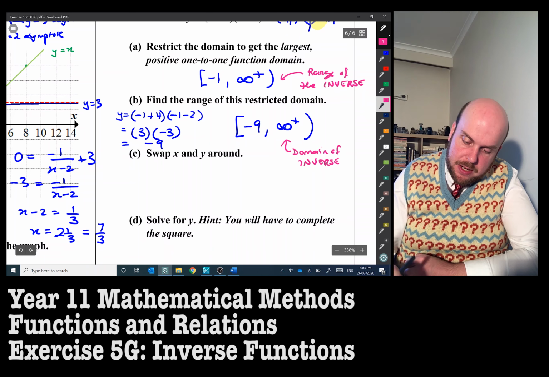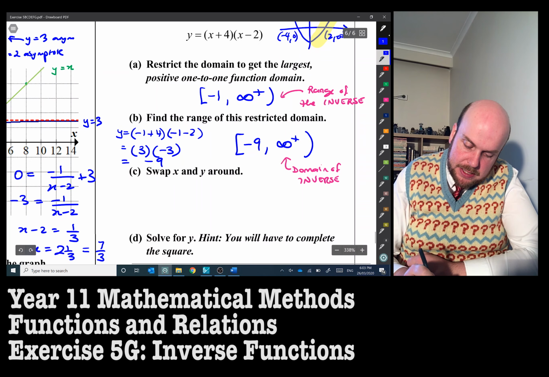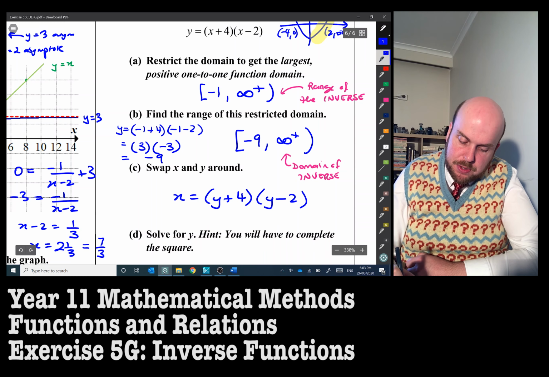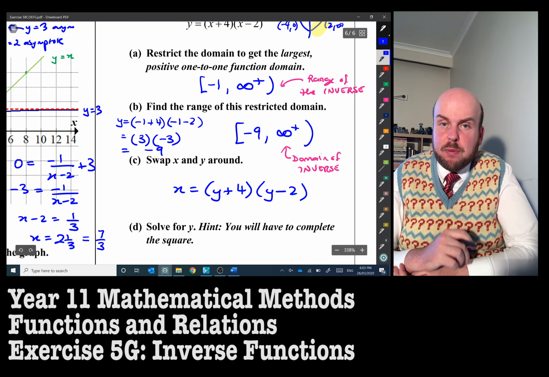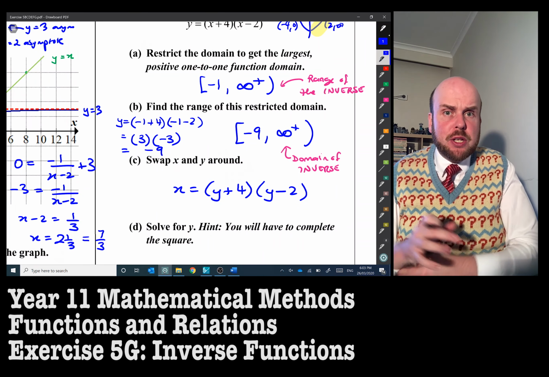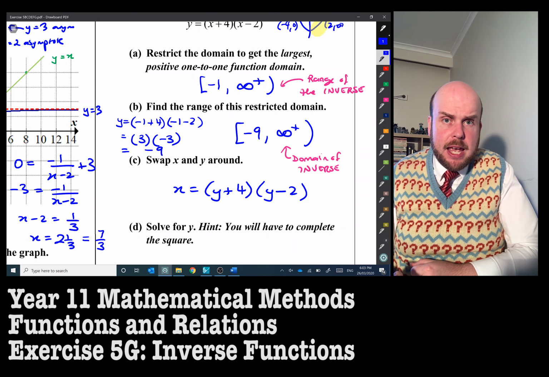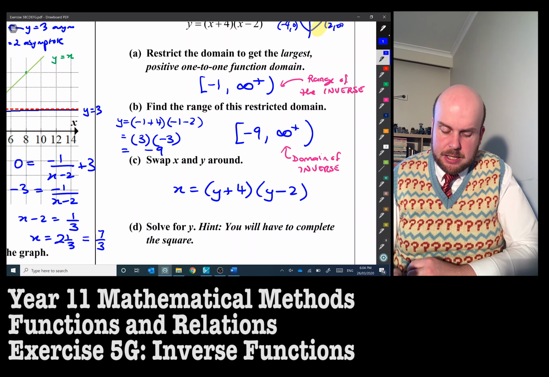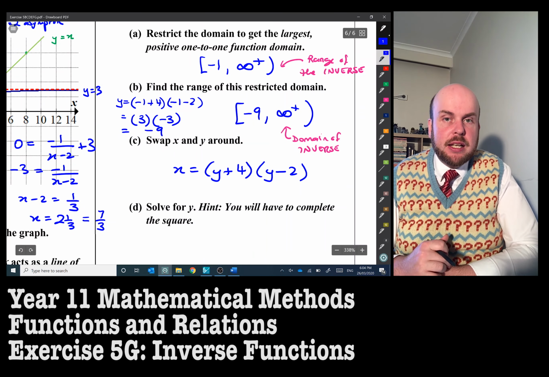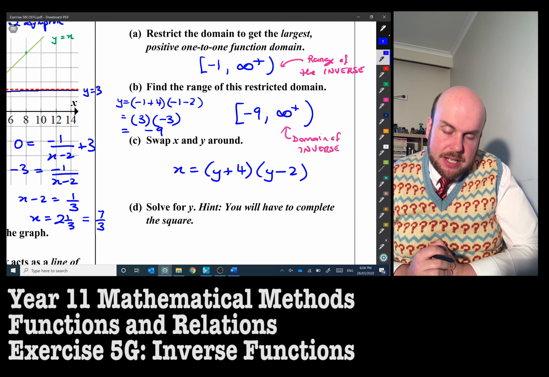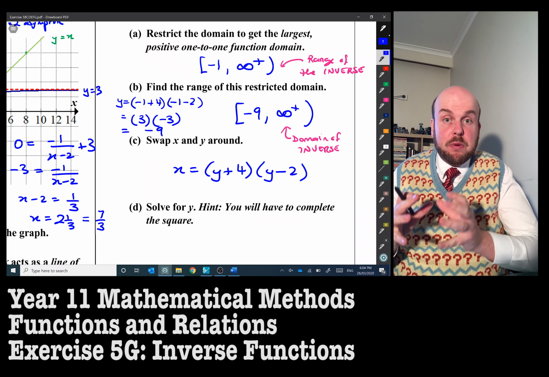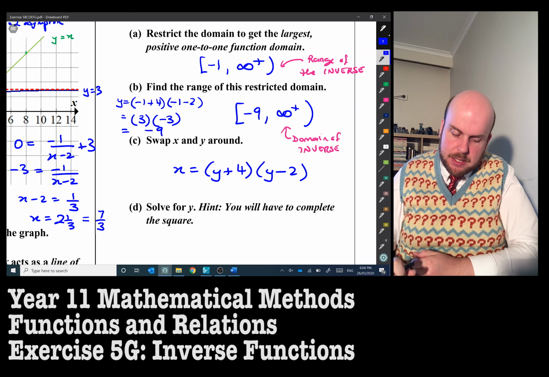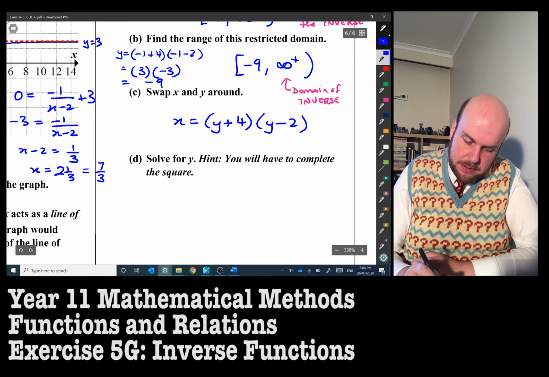Going to swap the x and y around, so we're going to get x is equal to (y plus 4)(y minus 2), and now we need to solve for y. This one will be a little bit tricky because we've got 2 y's in here, and it's not going to be a very nice quadratic or anything like that because we've got this x on the side. Therefore, you see I've put a hint, you'll have to complete the square, because basically what I want is just 1 y on one side and 1 x on the other. That's what I want. And you'll see why I'm doing this.